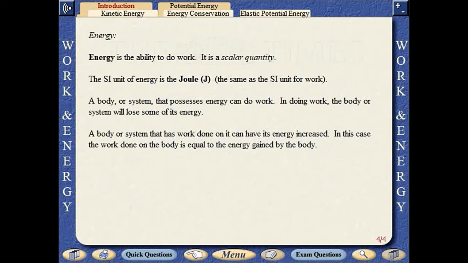Energy is the ability to do work. It is a scalar quantity. The SI unit of energy is the joule, the same as the unit for work. A body or system that possesses energy can do work. In doing so, the body or system will lose some of its energy. A body or system that has work done on it can have its energy increased. In this case, the work done on the body is equal to the energy gained by the body.